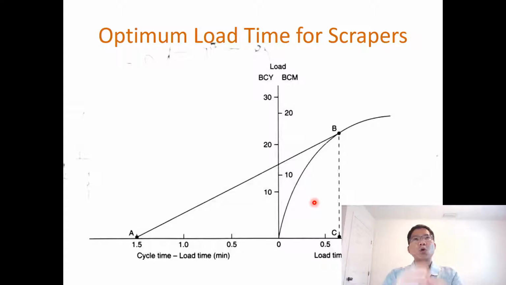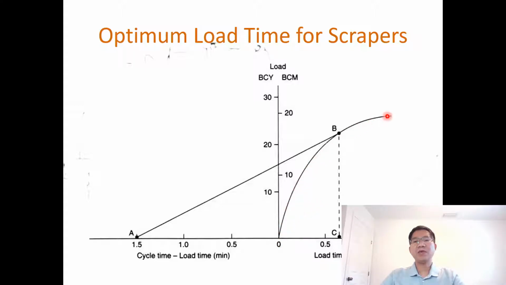You can see it is always ideal to load the scraper with the maximum load that they specify in the manufacturer's manual, but that's not the case. Caterpillar, a famous US company that produces construction equipment, found that the optimal load time is not necessarily the time required to load the maximum payload for the scraper. Why is that? We can explain it simply with this math.